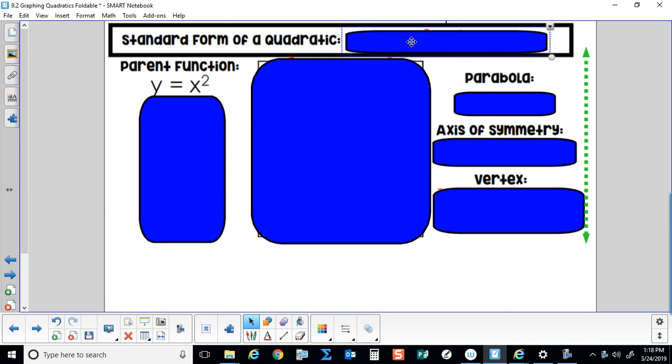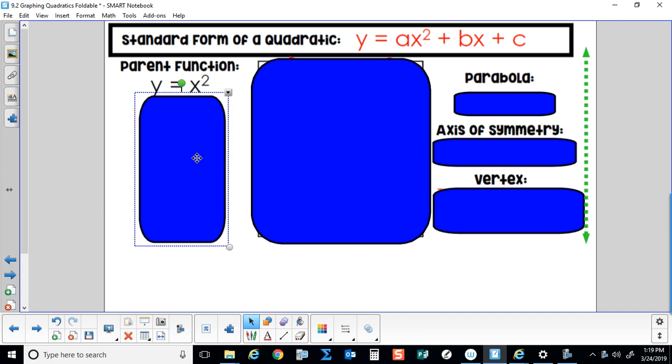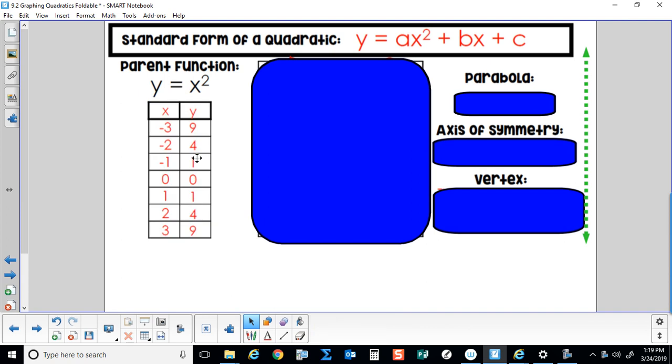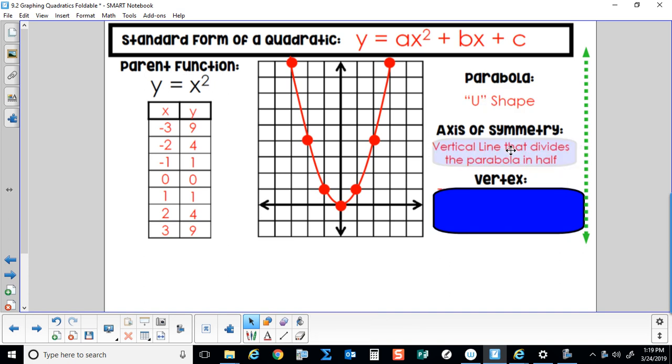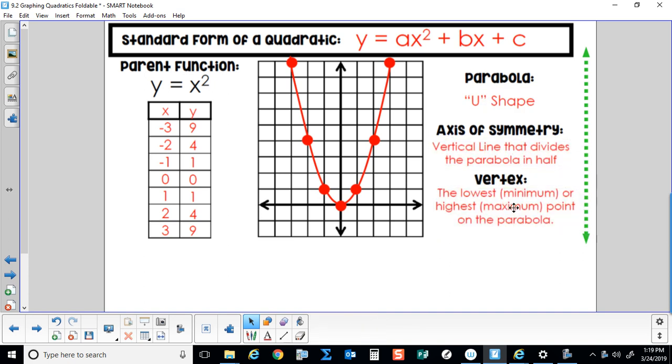Today we'll be using the function y equals ax squared plus bx plus c. Our parent graph is y equals x squared. The graph of a quadratic equation is a parabola, a U-shaped figure.